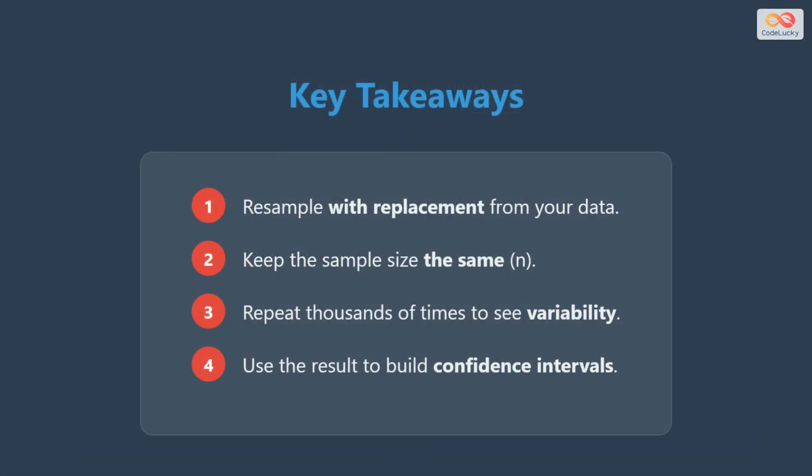To summarize, Bootstrap methods allow us to understand the accuracy of our estimates. Remember the 4 steps: resample with replacement, keep the sample size the same, repeat thousands of times to see the variability, and finally, use those results to build confidence intervals. It is a modern, robust way to do statistics.